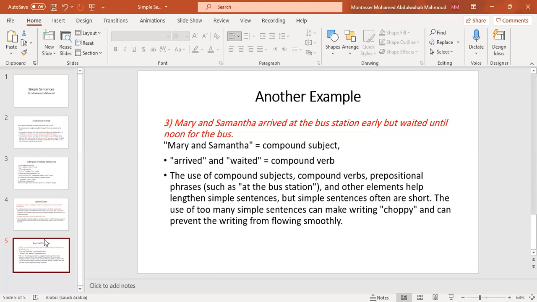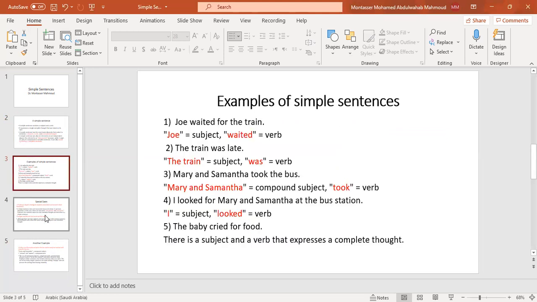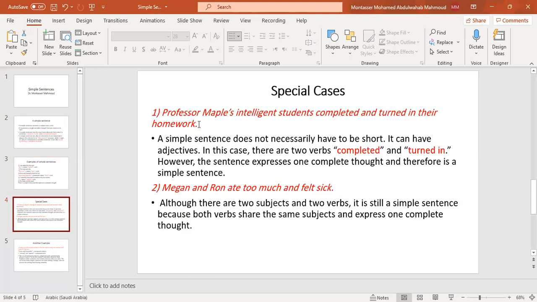So by the end of our session today, I hope you have been able to understand what we mean by a simple sentence. A simple sentence, again, should contain a subject, a verb, and express a single complete thought. And we studied many examples that I hope you have understood.